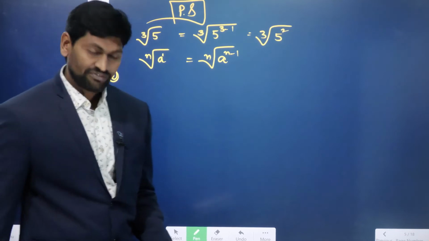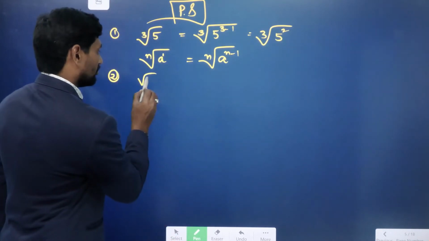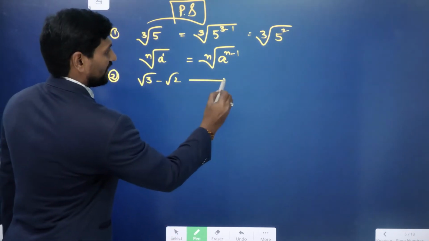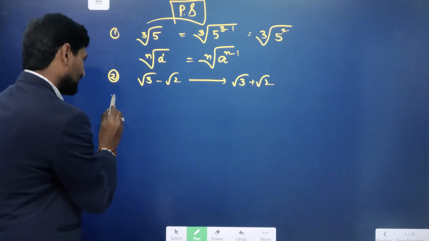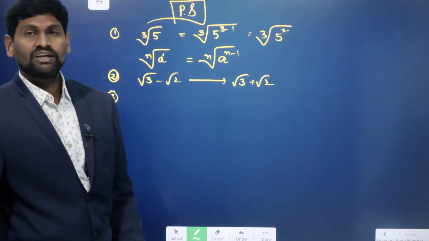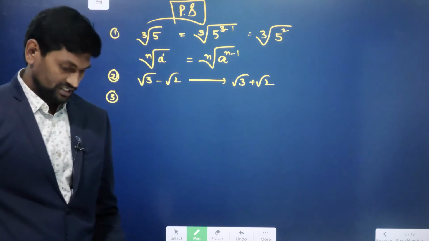It is also a rationalizing factor of root 3 minus root 2. What is the rationalizing factor? Root 3 plus root 2. Done. Very easy sum, just identifying the rationalizing factor of given surds.